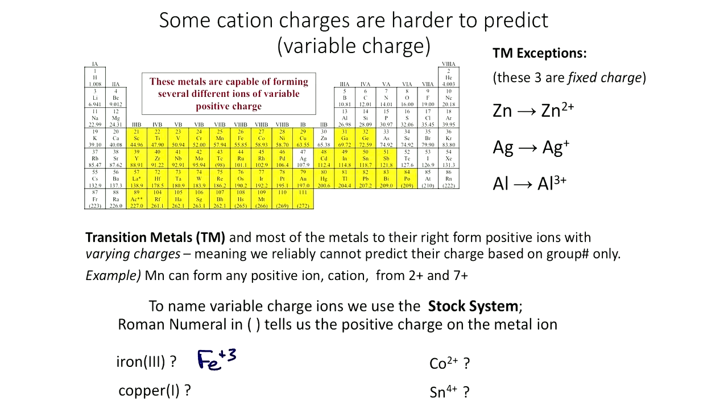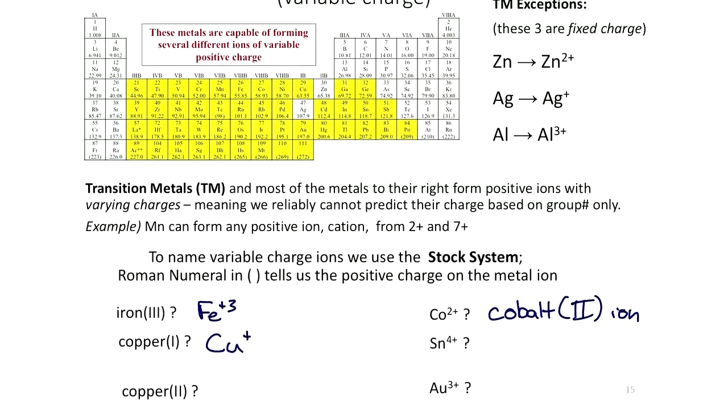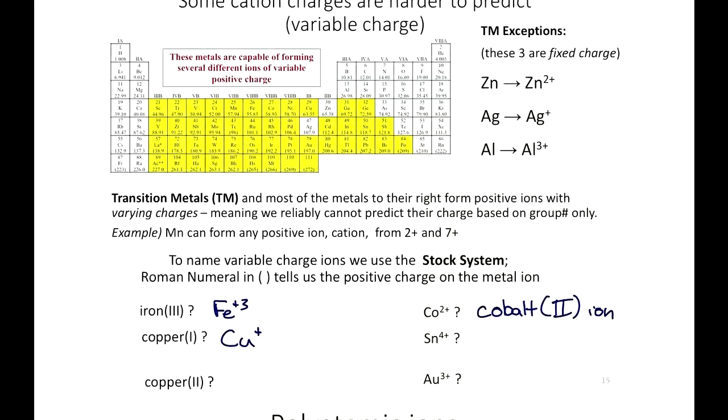Copper 1. What is that? Copper with a +1 charge. Perfect. All right. Let's go the other way. What if I'm working with a cobalt 2+ cation? What should I call that? Cobalt, Roman numeral 2, and that's it. Ion, and then this Sn. What element's that? That is tin. So this is tin 4.